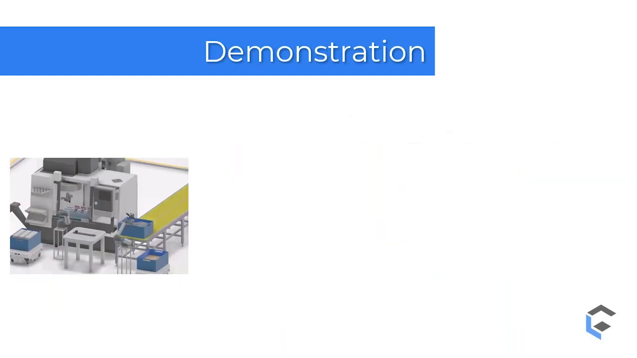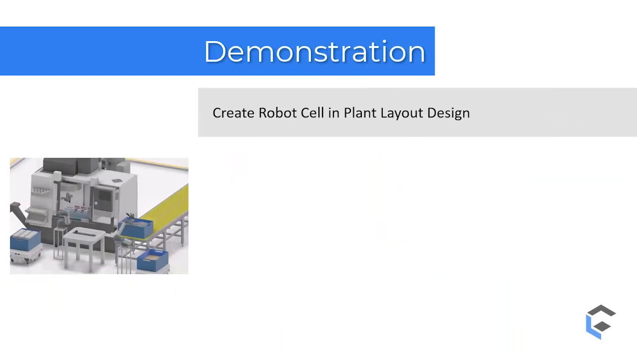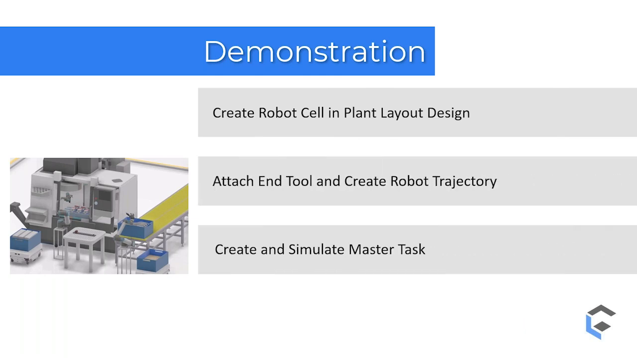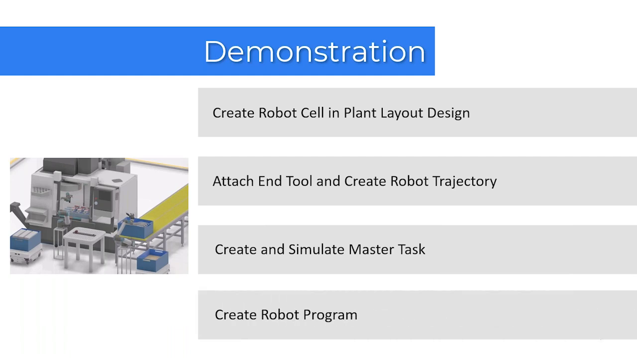Let's start with the demonstration. In the demonstration, we are going to build the work cell that we see in the picture. After that, we are going to attach the end tool on the robot and create a robot trajectory. We're going to create and simulate a robot task, and then we'll download this as a robot program in the native robot language. Because this app, this role, is on the 3D Experience platform, I'm going to start by opening up my 3D Experience dashboard.